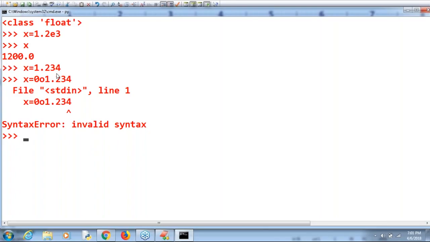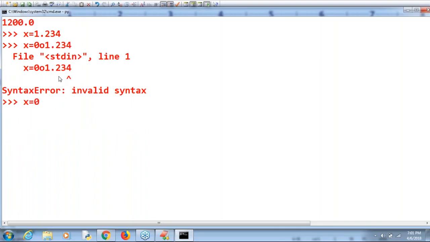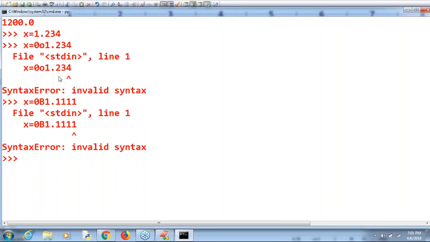Because the way of representing floating point values is not fixed, sir. Remember, this one is not fixed. It varies from platform to platform. In Windows, one type of style. In Unix, one type of style. In Linux, another type of style will be there. That's why other bases are not going to be supported by float data type. Remember. So now X is equal to 0b1.111, I'm taking, sir, invalid syntax.